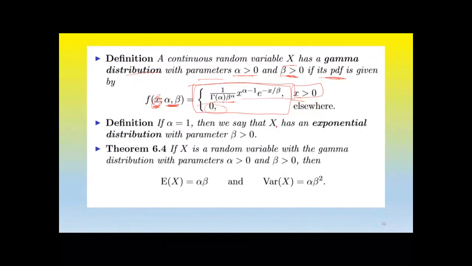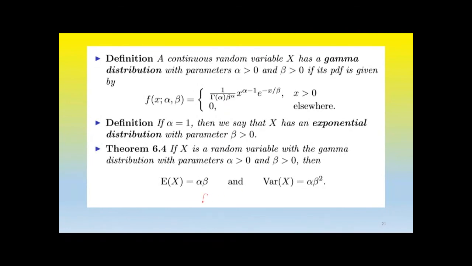And what is the relation between gamma and exponential? Take alpha as 1. Alpha is 1 in this equation. Now alpha is 1 in this equation will give you f of x comma beta. There won't be alpha anymore, you see. 1 over gamma of 1. What is gamma of 1? We have been given in the beginning. Gamma of 1 is 1. And beta to the power alpha, alpha is 1.